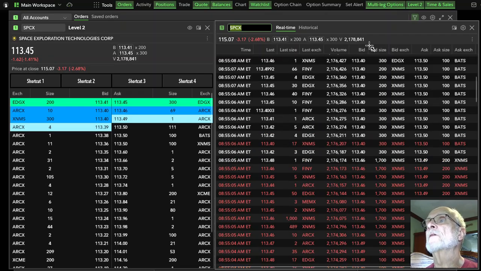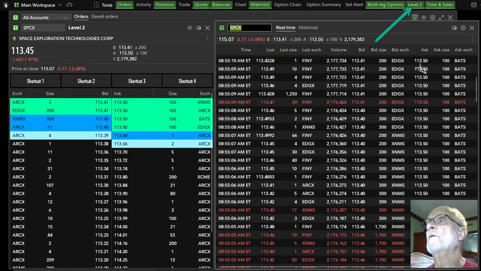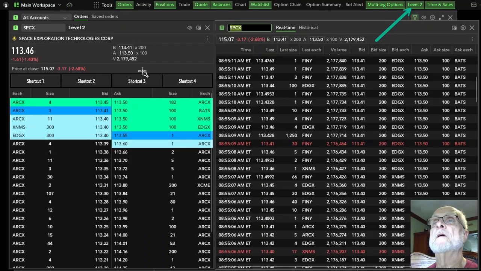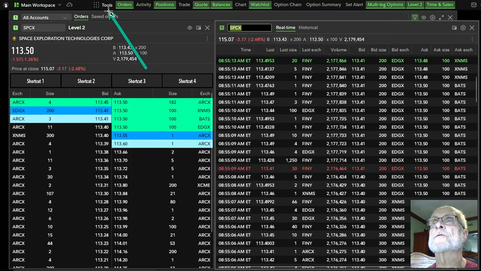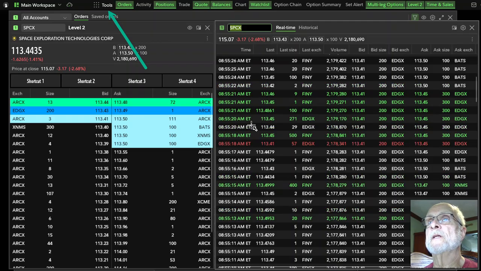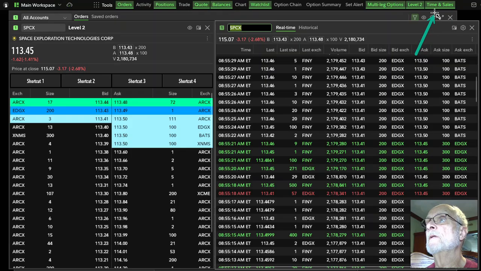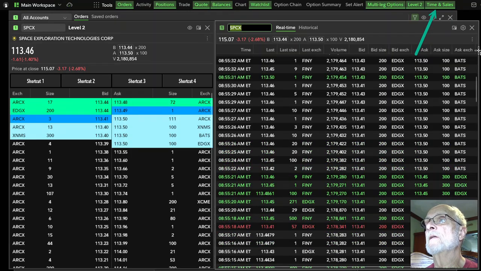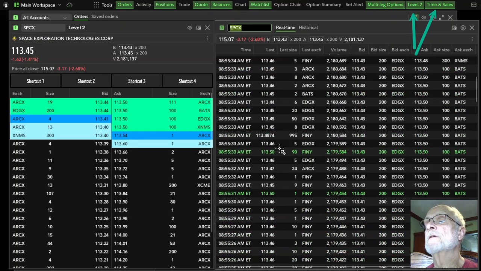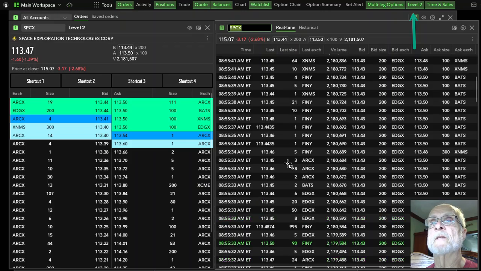The level 2 is the new feature, and you can access that and turn that on by going to the Tools menu, and you will find the level 2 option in that menu. A second screen that's available is the time and sales, and the combination of level 2 plus time and sales is a very powerful way to notice what is happening in the market.